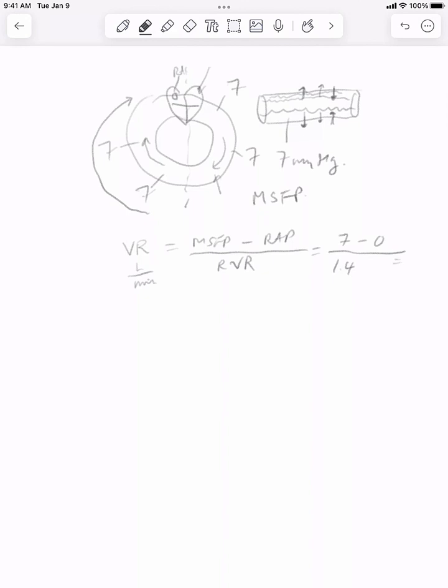And this is going to give a value of 5 liters per minute, which is a typical cardiac output, which in this case is the venous return. So venous return should equal cardiac output. The left ventricle should only be pumping exactly how much volume returns to it from the right side of the heart.